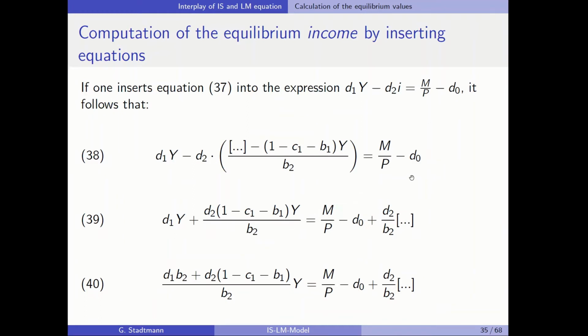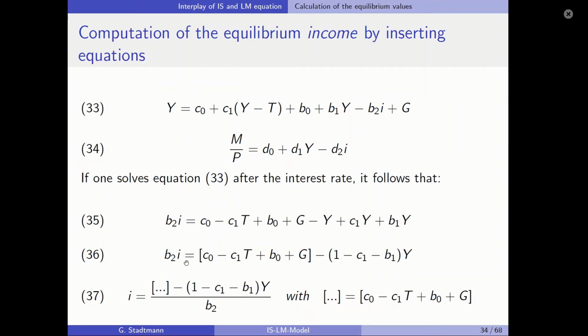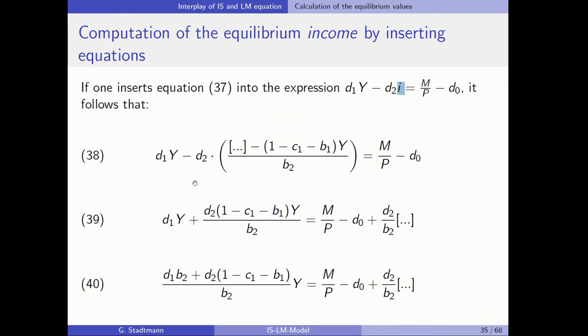Let's do it. In the first step, we put also the autonomous component of money demand on the other hand side of the equation. It pops up on the right hand side with a negative sign. In the next step, we are inserting here, instead of i, the expression from equation 37. Then we get to equation 38. We have d1 y from the money market condition minus d2, and this expression here is equal to the interest rate.